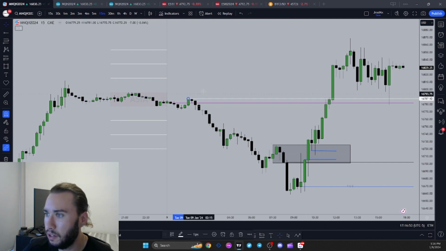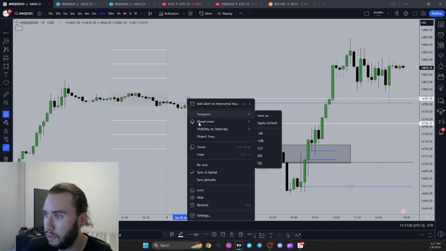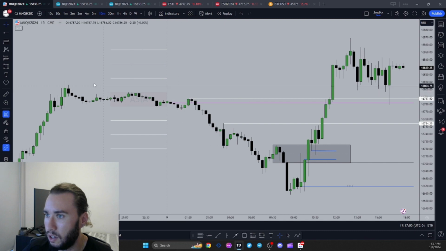And this would have been your first level of buy side liquidity, or at least my first level of buy side liquidity. However, you could have targeted this one, and you could have targeted this one as well. This was the first target, and the second target would have been previous day's high, which you can find here.